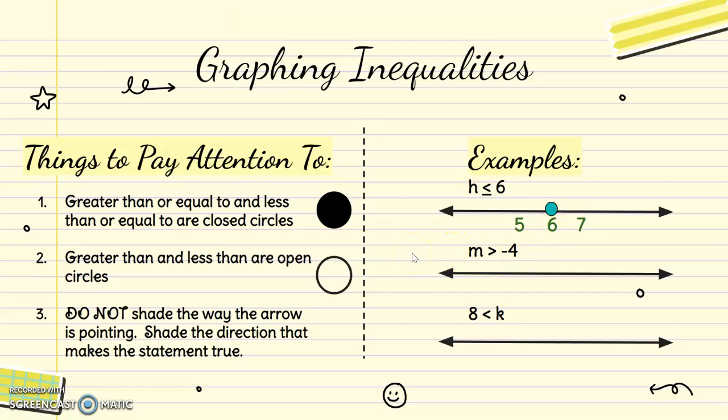Then we pick either the 5 or 7 and we plug it into the inequality. So I plugged in 5 for the H. 5 is less than or equal to 6. This is true, so I want to shade my number line towards the 5.